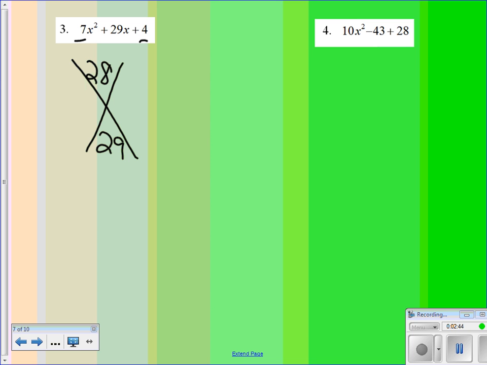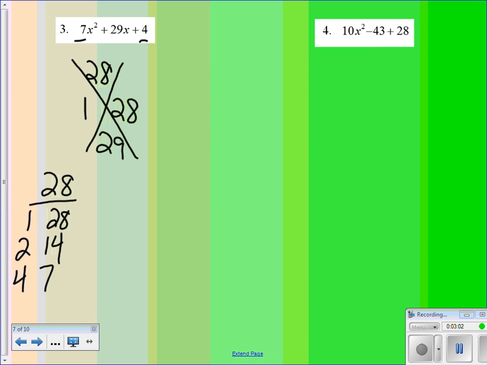Now, I want to look at factors of 28 that add to 29. So I have these factors here, and I want to see which ones add to 29. They're all positive. 1 plus 28 is actually 29, so I can write those in my X. Now, yesterday you would go through and you would just write out those factors and be done. Well, today you can't necessarily do that. Because our A is not equal to 1, we have a different method.